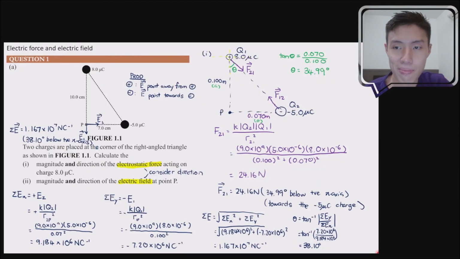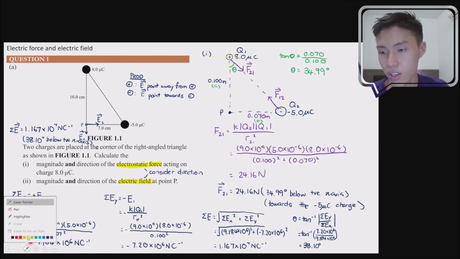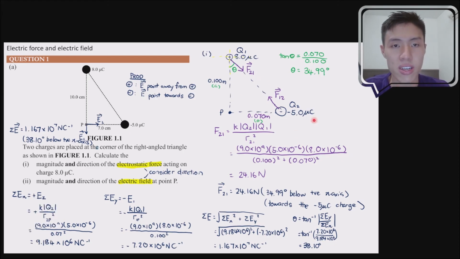Oops, it seems like I made a few mistakes this time. I made a little bit too many mistakes. Okay, the first mistake that I made was in question 1, actually the first question. They asked for the magnitude and direction of the electrostatic force, right? So I calculated my F21, then I calculated the angle over here, then I immediately said that this is the angle below positive x-axis. But this is actually a really bad mistake, because the angle that we are talking about is with respect to the x-axis, right? So our x-axis is over here, so the angle that we should be talking about is this particular angle over here. It is this angle that we need to talk about.